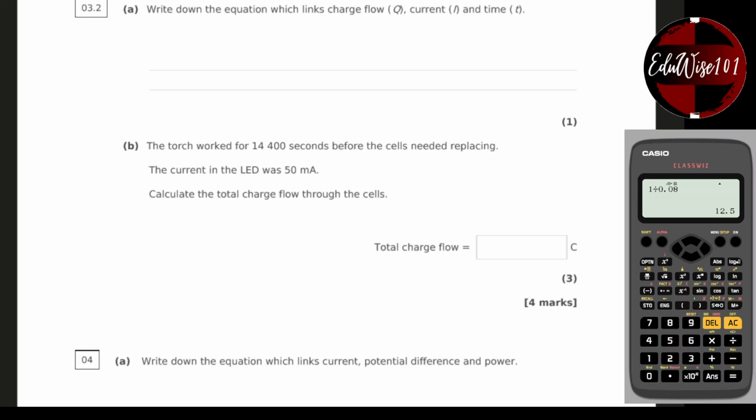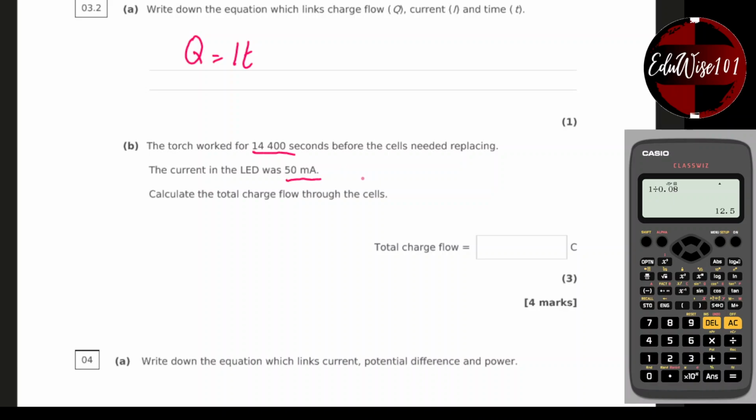3.2, write the equation that links charge flow, current, and time. So Q equals IT is the equation. Q for charge, I for the current, and T for the time. The torch worked for 14,400 seconds before the cells need replacing. The current is 50 milliamps.